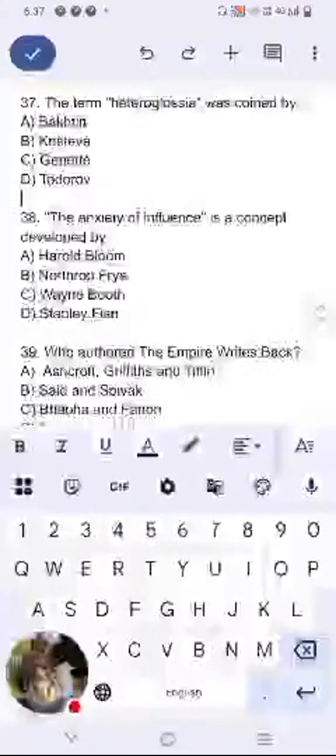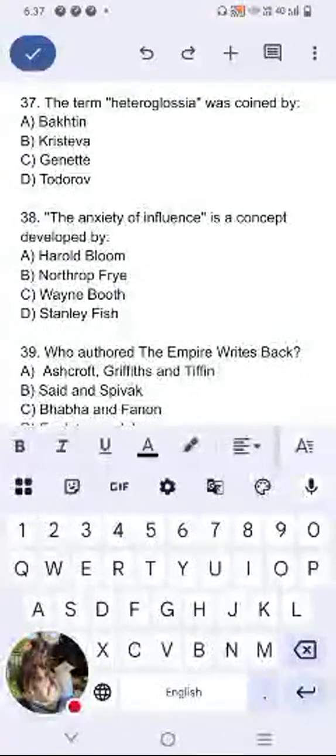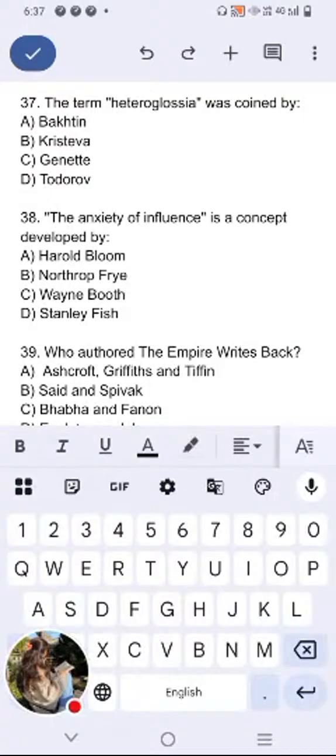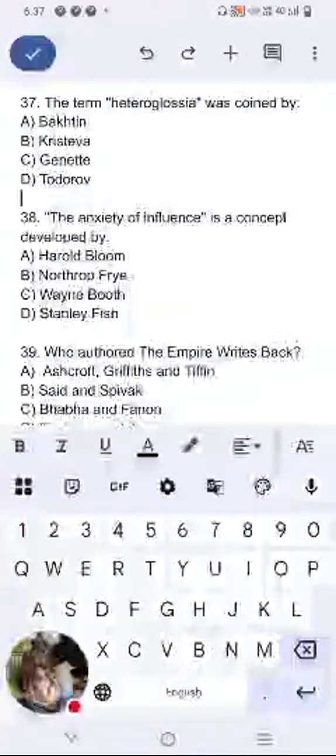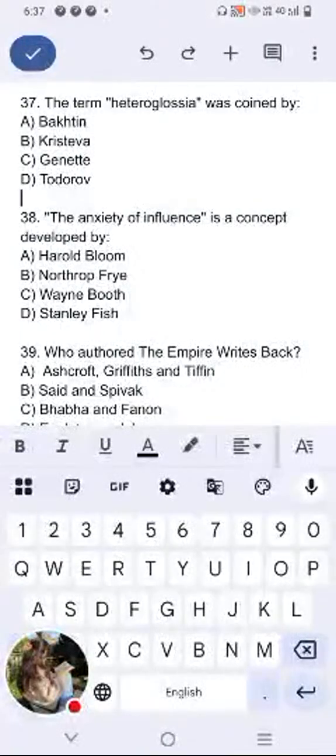Next question. The term heteroglossia was coined by option A, Bakhtin, option B, Kristeva, option C, Janet, option D, Todorov. Who coined the term heteroglossia, which means multiple points of view, multiple styles or voices in a single text? And that is the same person who coined the terms carnivalesque and polyphony. It's Bakhtin.